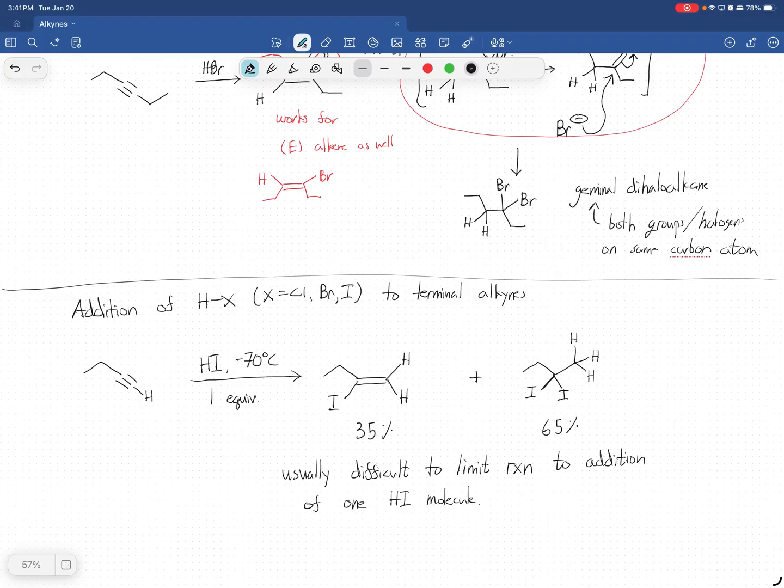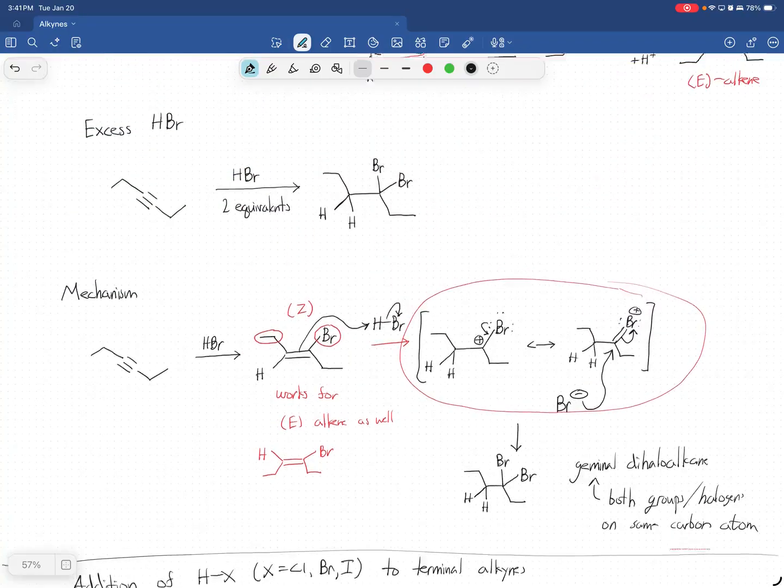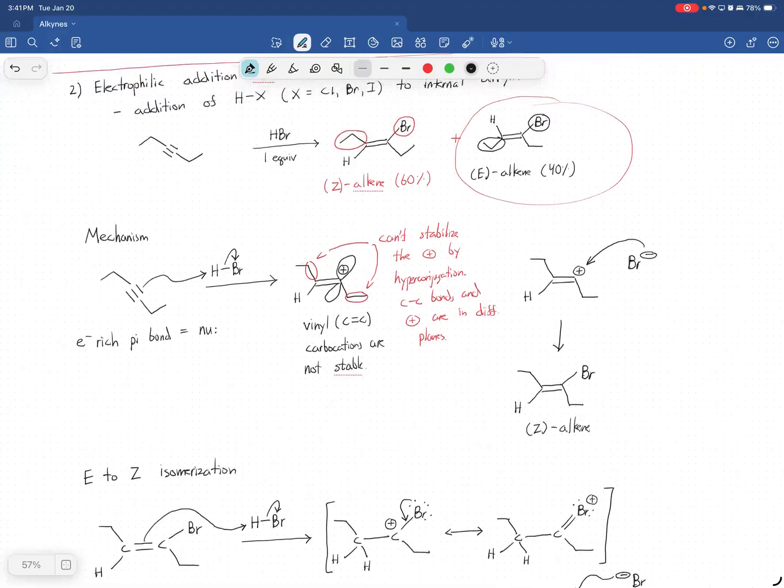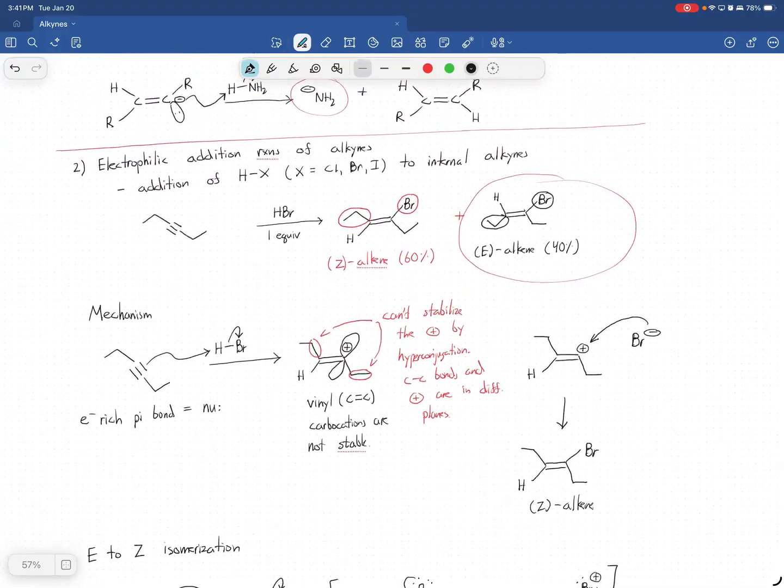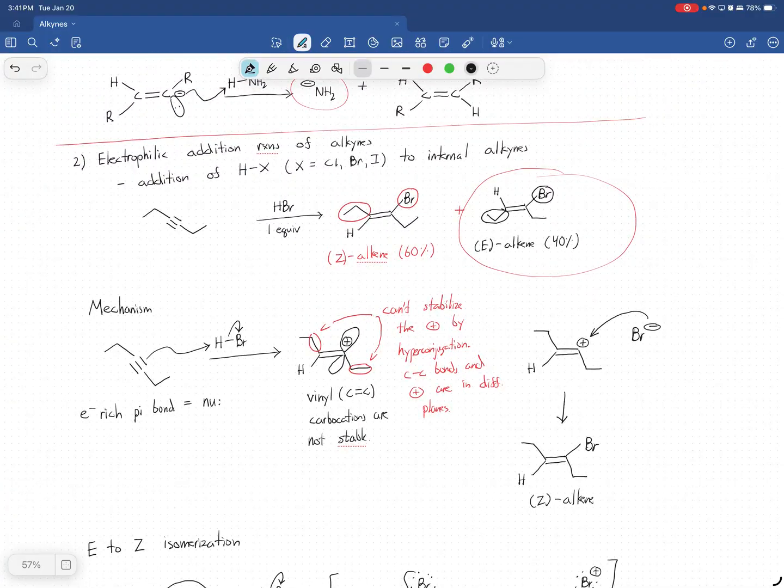All right, so the takeaway here, HX adds across a triple bond. Usually you can stop at the alkene; you usually have mixtures of both the alkene product, and if you really want to push it to the alkane, you'll add more than 1 equivalent, okay? But the takeaway here is that you can actually stop at the alkene forms here, depending on what you use, okay?